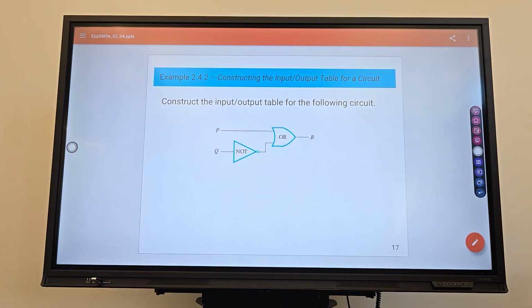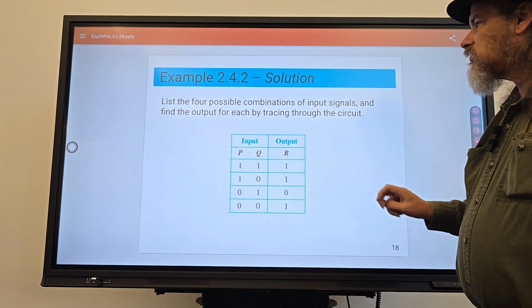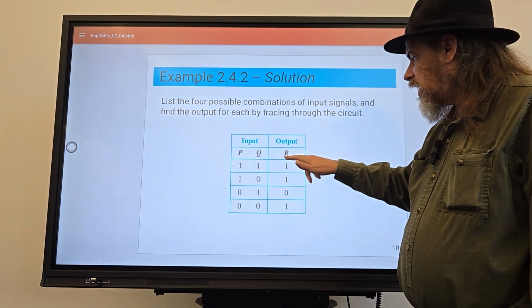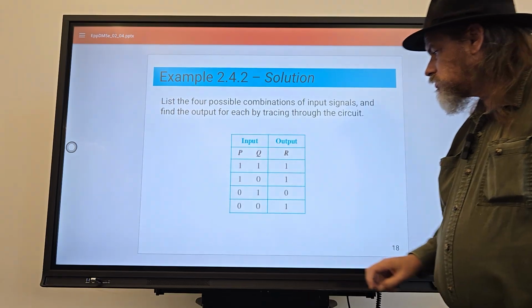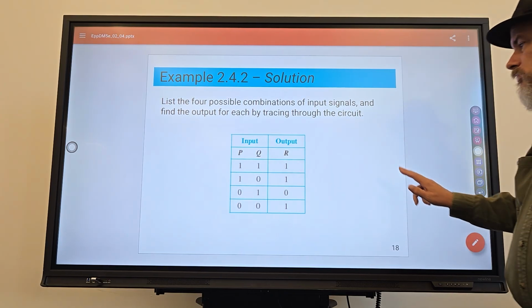Construct the input-output table for the following circuit. P ORed with not Q. You list the 4 possible inputs and trace it through, and you get that resulting input-output table, state table.